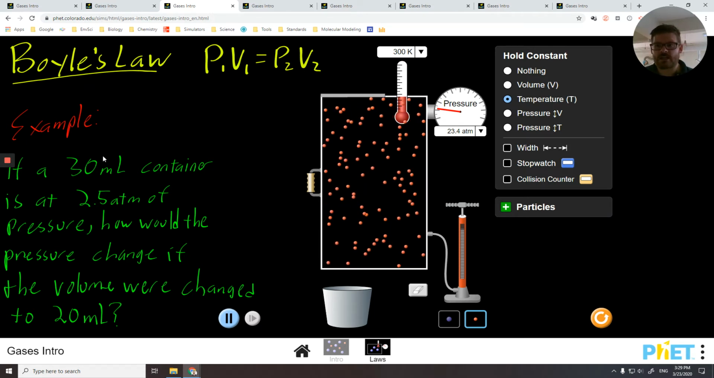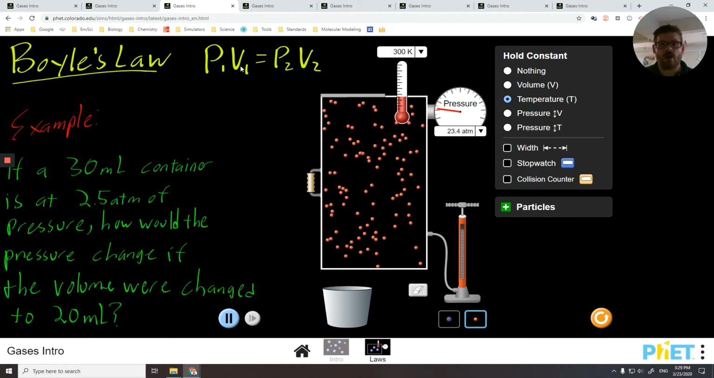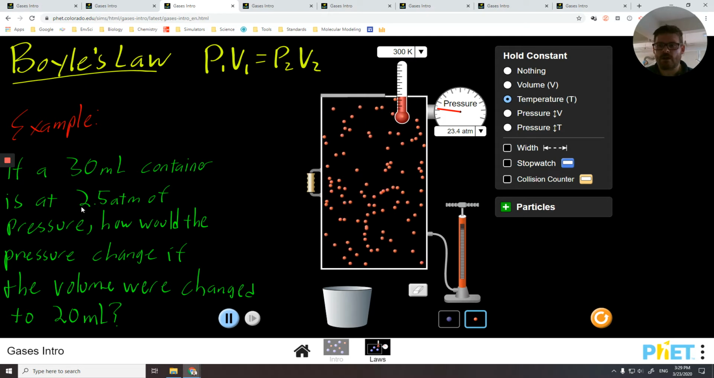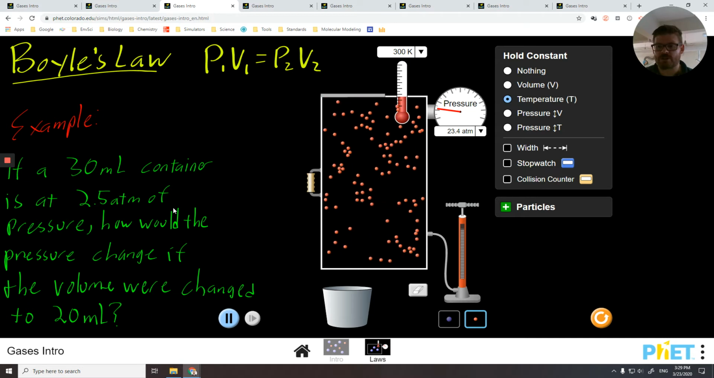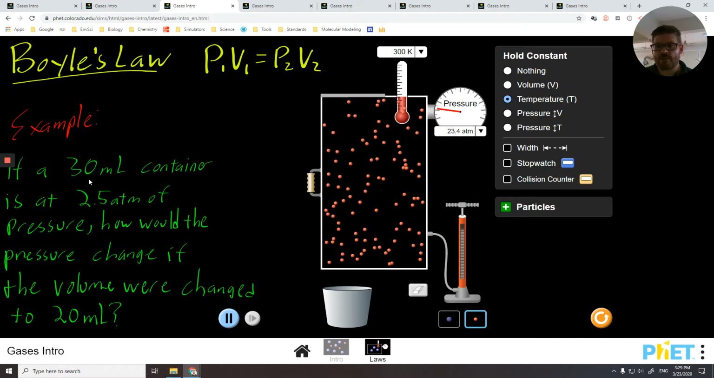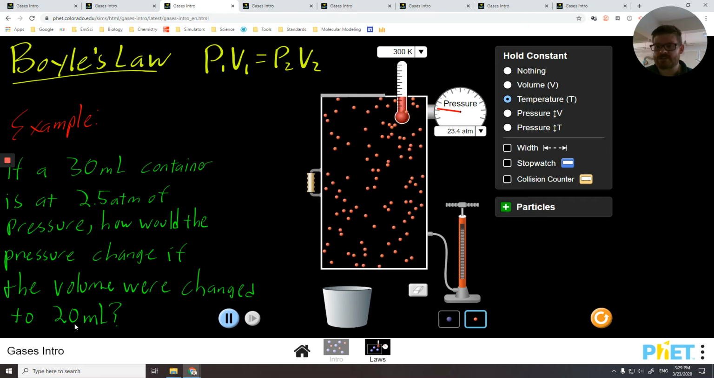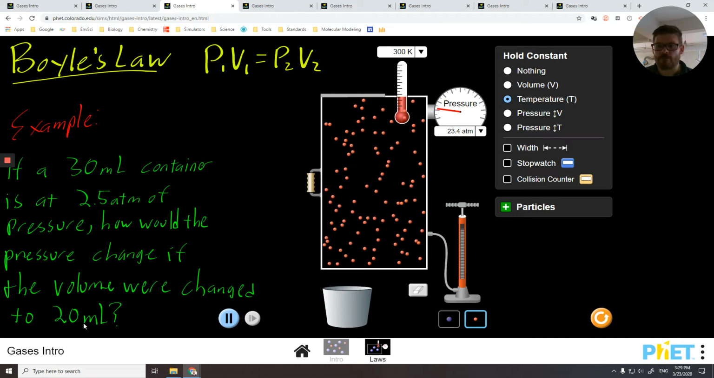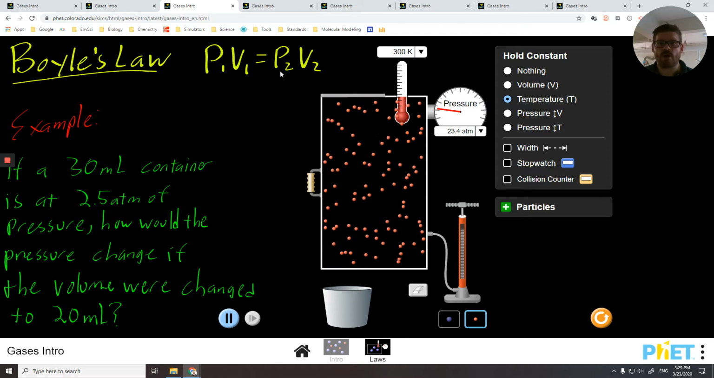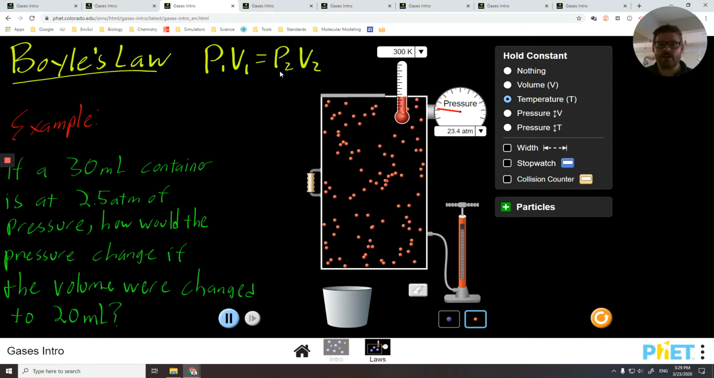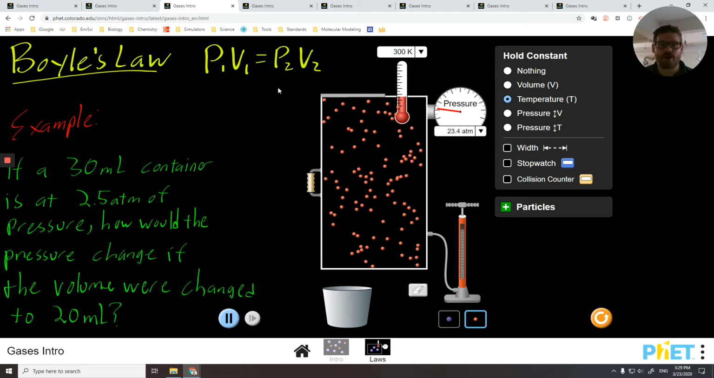You can calculate it exactly by inputting these numbers into our equation. P1 and V1 are the starting pressure and volume. Here it is: a 30 milliliter container at 2.5 atmospheres of pressure, right? So put those numbers in, 30 times 2.5. If we decrease the volume, that's the changed one, so that's the final volume. Put 20 milliliters into this side right here. Now you can solve for your one unknown. It's some pretty simple algebra here. Solve for your one unknown to get the final pressure. Okay, I'm not going to work it out for you.